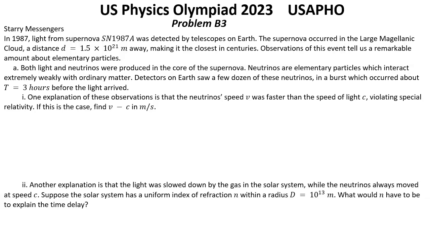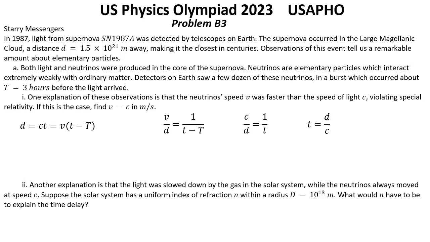If the light took a time t to arrive at Earth, then distance d equals the speed of light c multiplied by the time to travel, which equals the speed of neutrinos v multiplied by the time to travel for neutrinos, which is t minus T. From here we can write that v over d equals 1 over (t minus T), c over d equals 1 over t, and t equals d over c.